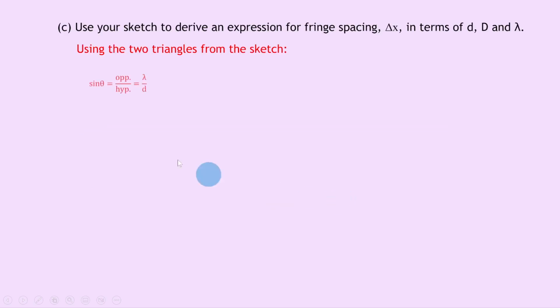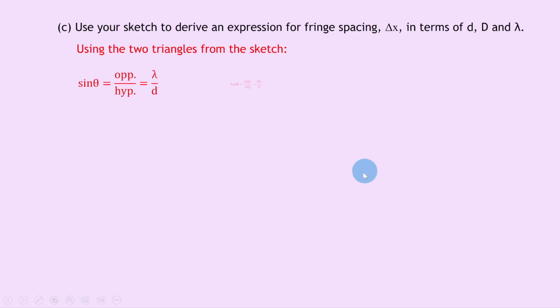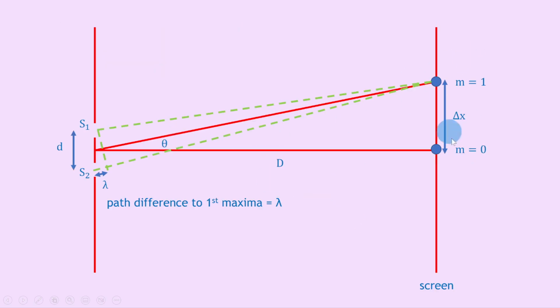So from the small triangle, we can say that sine theta is equal to opposite over hypotenuse, which is equal to lambda over d. So if the angle theta is in here, then we've got opposite over hypotenuse, where this is the right angle in this corner here. So we have opposite over hypotenuse is lambda over little d. And we can also say from the larger triangle that tan theta is equal to opposite over adjacent, which is equal to delta x over capital D. Again, looking back at the diagram, we've got the big triangle here, and if we look at opposite over adjacent from this angle theta, we've got opposite is delta x and adjacent is capital D. So we've got tan theta equals delta x over capital D.